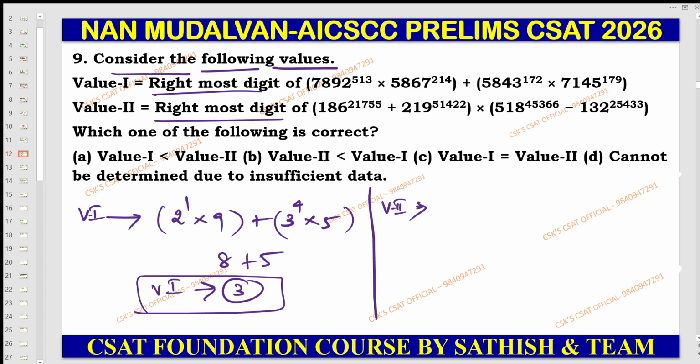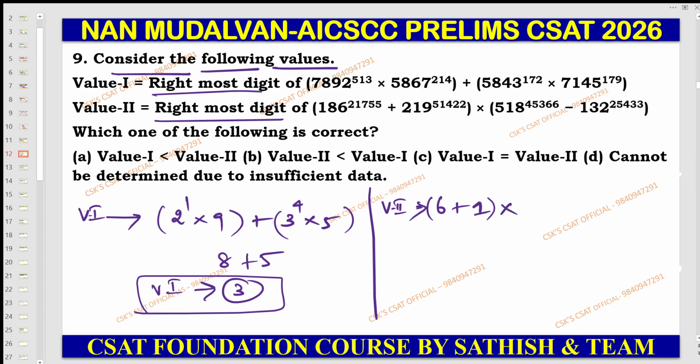Next, value 2. Let's check with value 2. 6 means 6 only, irrespective of the power. 9 power even: for 9 you have to check whether the power is even or odd. Even. Even means what will you get? 1 as the unit place. Right. 1 as the unit place.